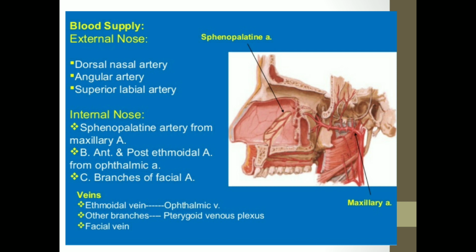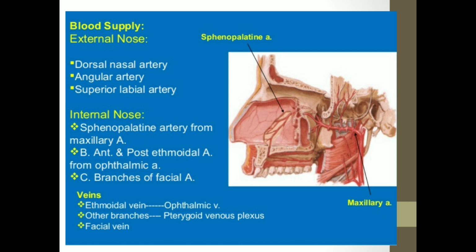Okay, then we come to the blood supply, that is from the artery called the maxillary artery. The blood supply includes the dorsal nasal artery, angular artery and superior labial artery. The internal nose is supplied by the sphenopalatine artery, the anterior and posterior ethmoidal branches of the ophthalmic artery, and branches from the facial artery.